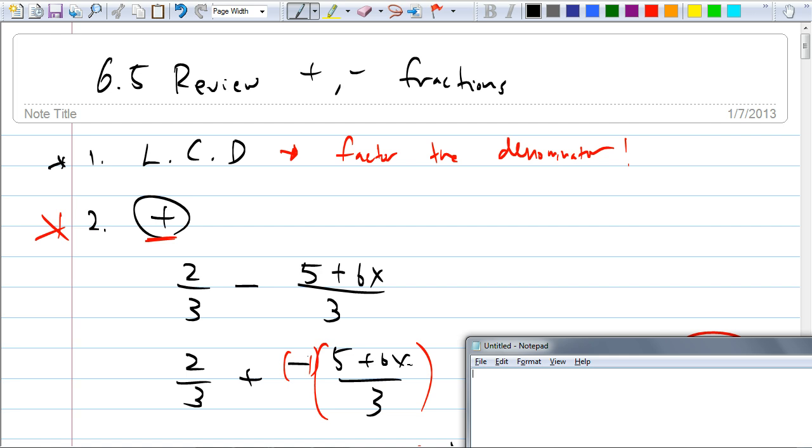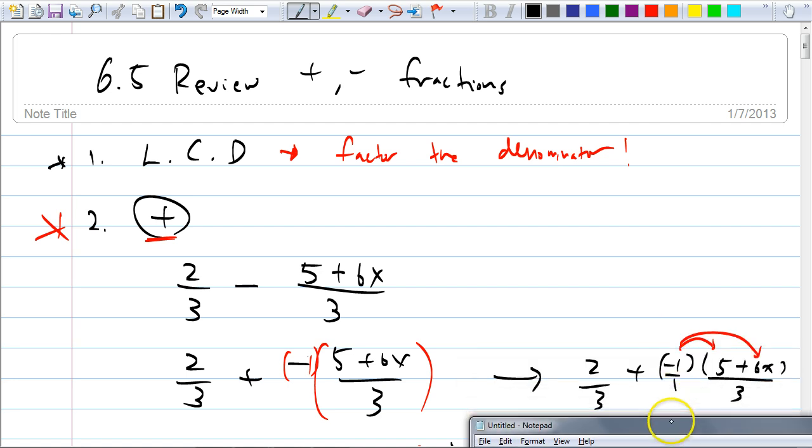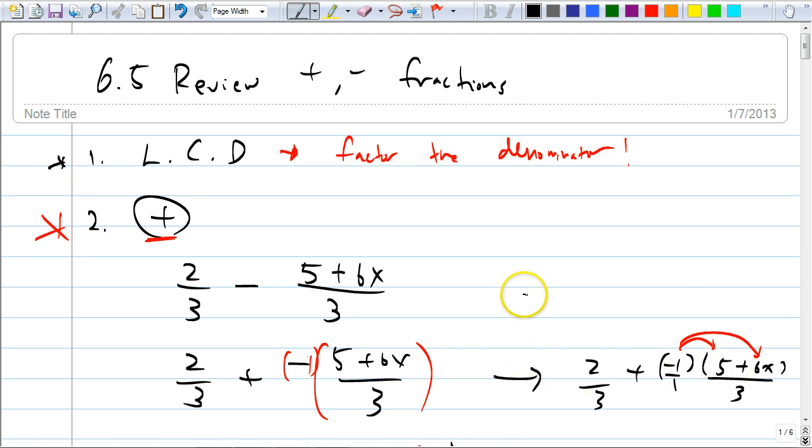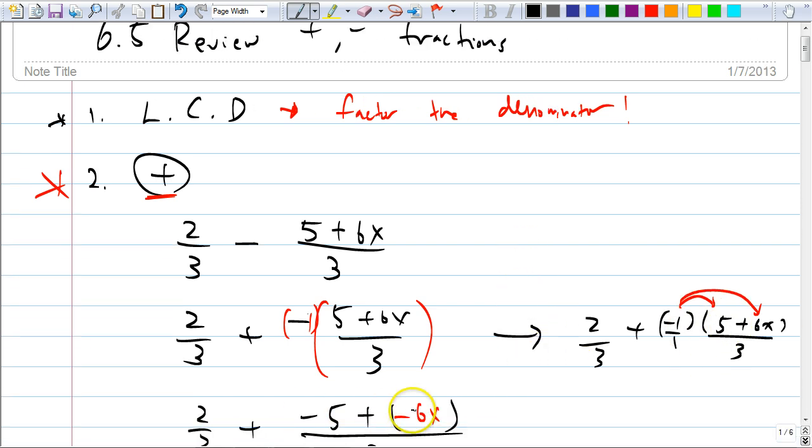So I need to distribute the negative 1 to both of the terms on the numerator. Who could tell me what I get when I do that? Sammy? When I distribute this negative 1 to the numerator of the second fraction, what do I get? On the numerator I get negative 5 plus 6x or minus 6x? Minus. You've got to distribute. I wrote it underneath: negative 5 plus negative 6x.